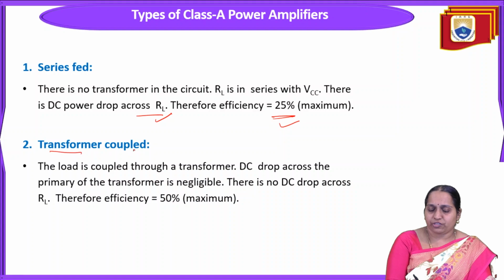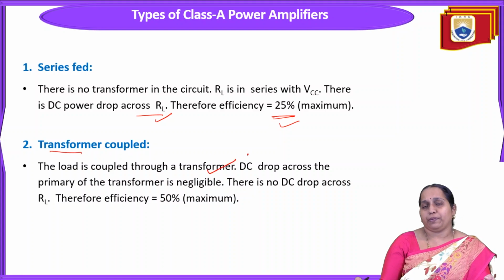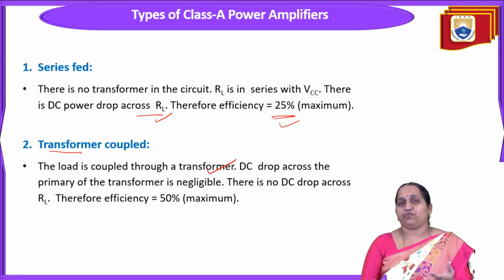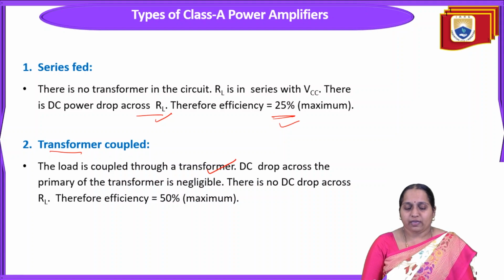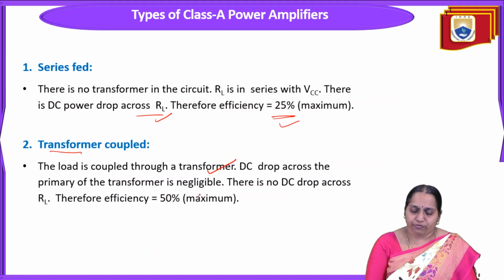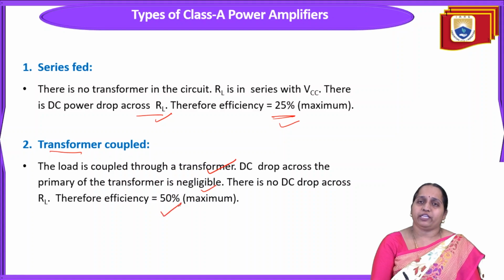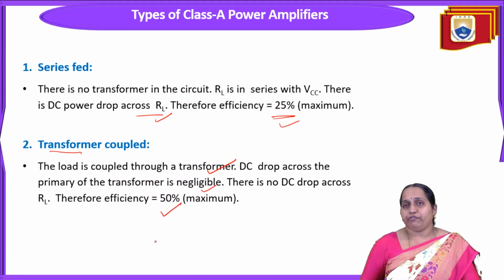As the name suggests, you're using a transformer for coupling the load. Okay, DC drop across the primary of the transformer is negligible compared to the previous case where you'll have DC drop across RL. The DC drop across the primary of transformer is very negligible. So there is no drop across RL. So compared to series fed, in transformer fed you will have better efficiency. That is around 50%. Right.